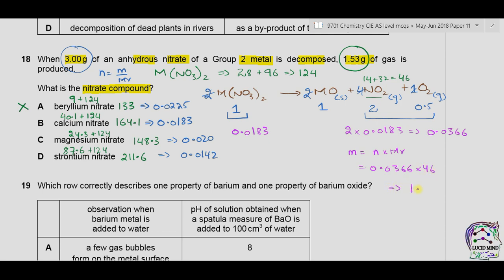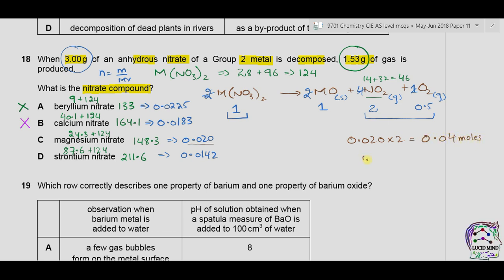The mass in grams comes equal to 1.683 grams. Again, 1.683 is greater than 1.53, so therefore B is also wrong. Now doing the same for magnesium nitrate, as the number of moles is 0.020, so NO2 will be doubled. Now finding mass. Again this is greater than the given amount, so it is also incorrect.